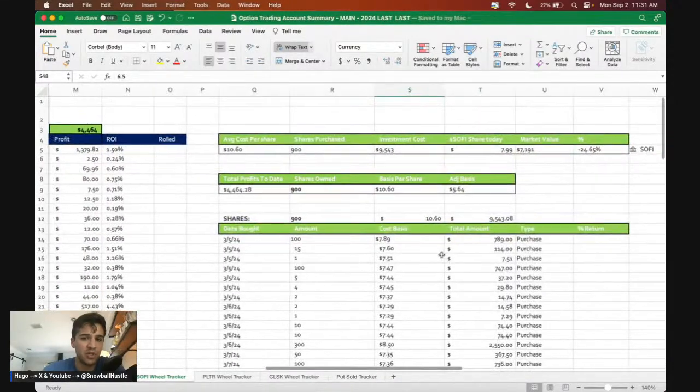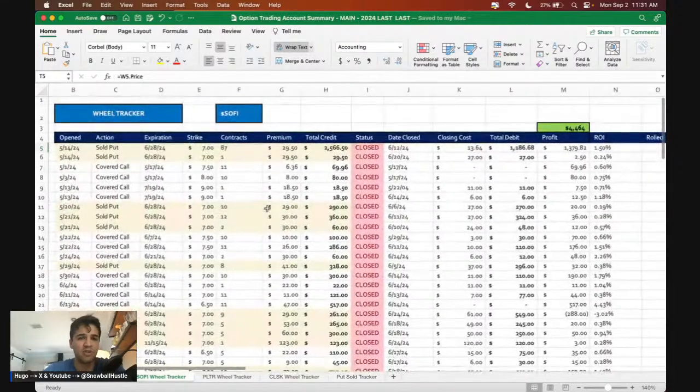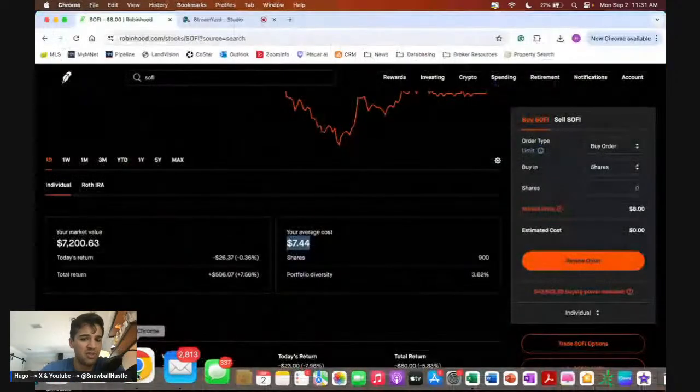And to me, this is a winning trade because right now our adjusted basis is 5.64. It's currently trading at $8. All of that is gravy. And we'll get into where my positions are with SoFi because that's a whole different issue. But so far, as long as it's a profit, as long as you're making money.